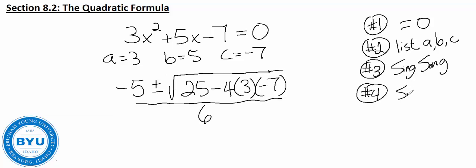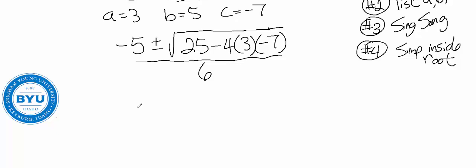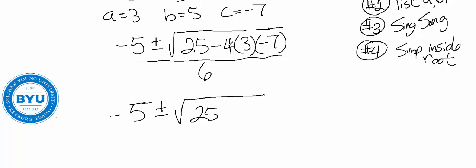Step 4 will be to simplify inside the root. Be careful with the negatives here. This comes with a negative 4ac. So in this situation, we actually get negative 5 plus or minus the square root of 25. And when I do negative 4 times 3 times negative 7, it actually becomes plus 84 all over 6.